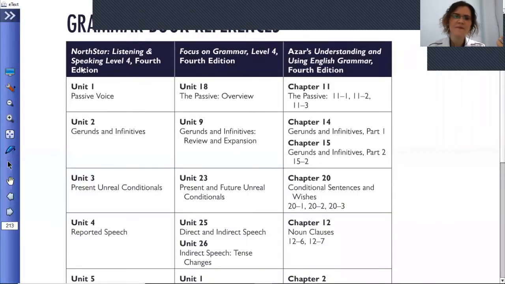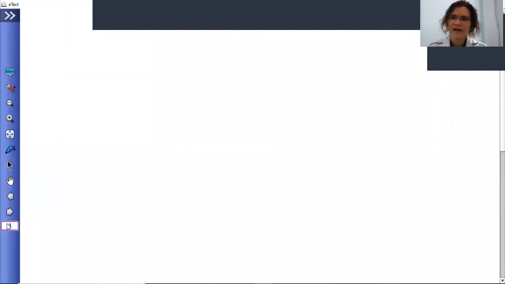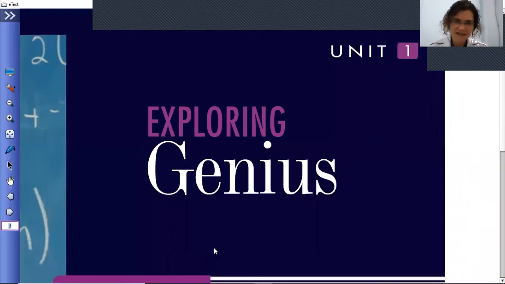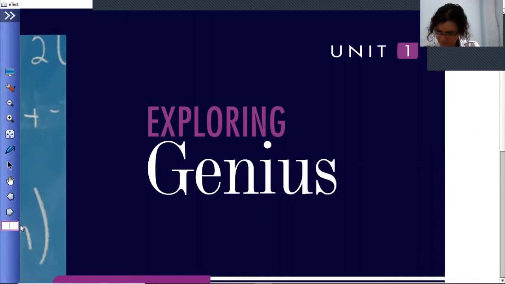Okay, so the grammar here is the passive voice. So remember that for reading and writing, you can do the same thing. You just look at it again to figure out where we're at. Okay, great. Now that brings us today to page 13, because that's where we're at.